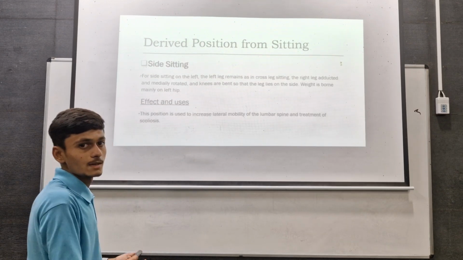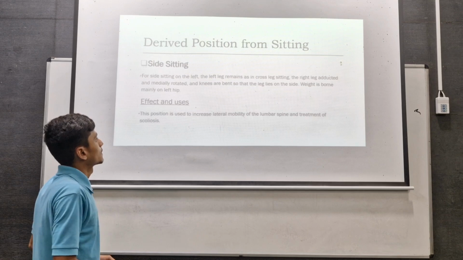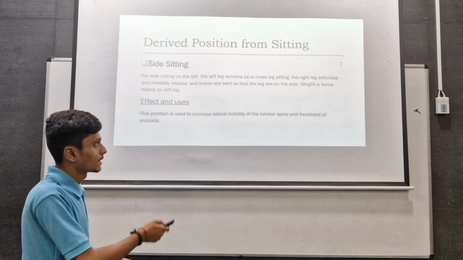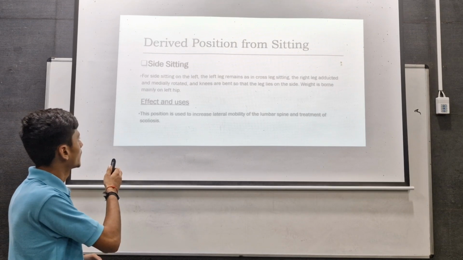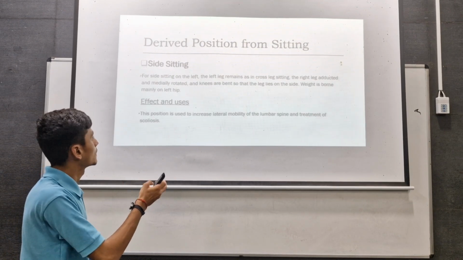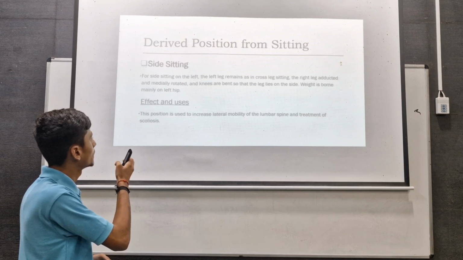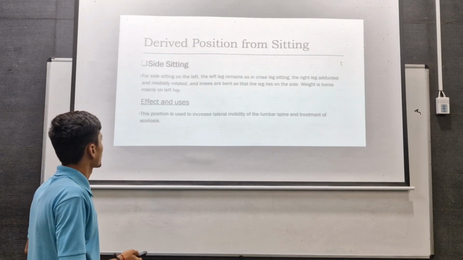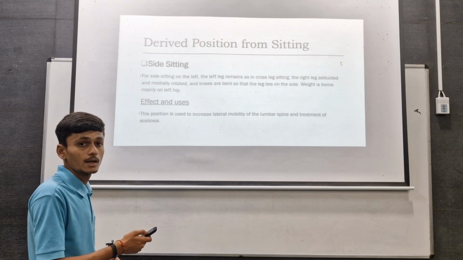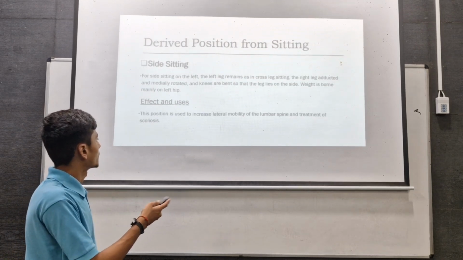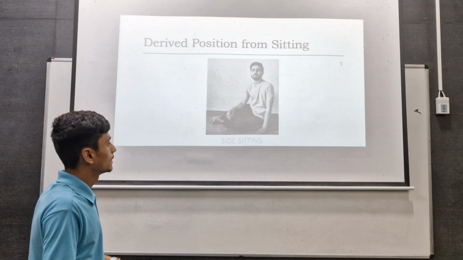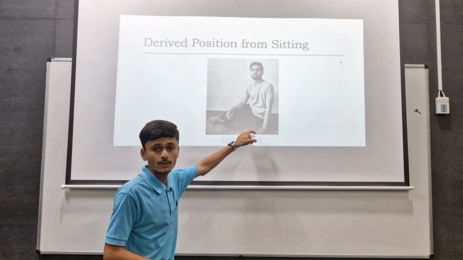Then the side sitting position. For side sitting, the left leg remains as in cross leg sitting. The right leg is adducted and medially rotated. The knees are bent so that the legs lie on the side. The weight of the body is mainly on the left hip. Effects and uses. This position is used to increase the lateral mobility of the lumbar spine and in the treatment of scoliosis. This is the side sitting position. In this, the whole body weight is on the left pelvis.